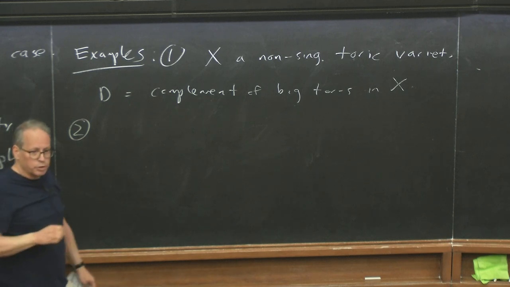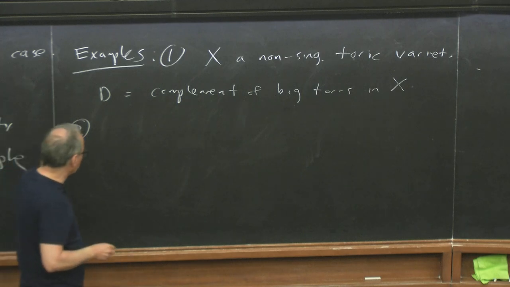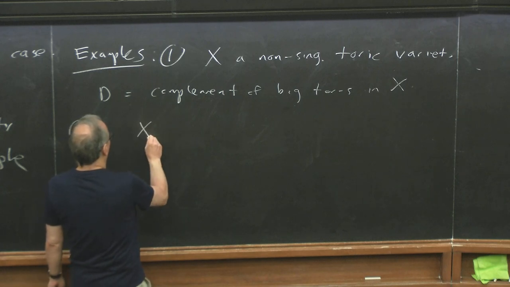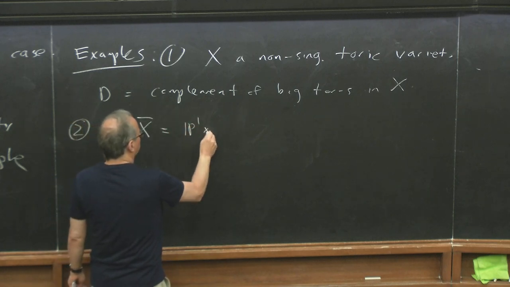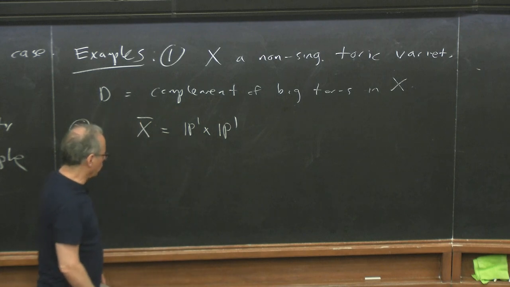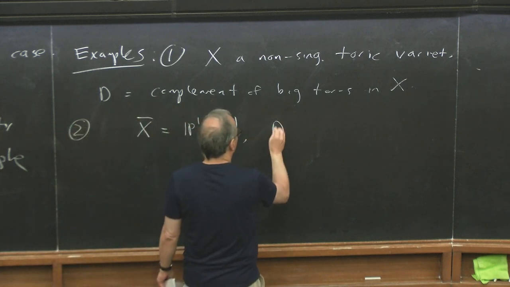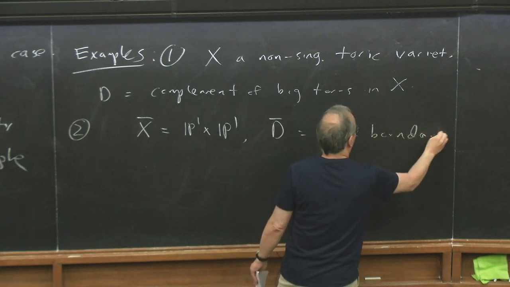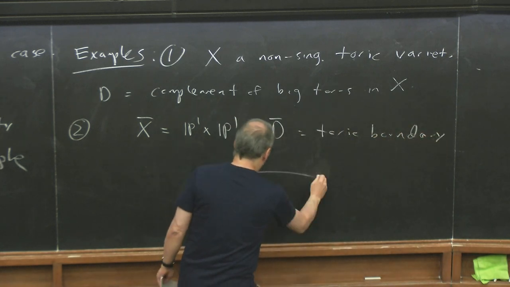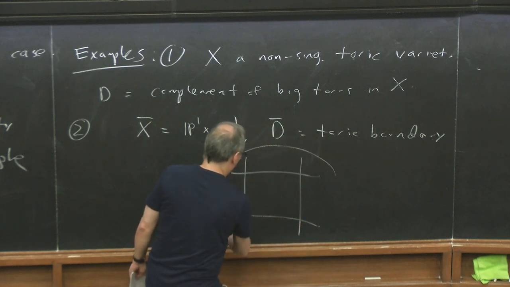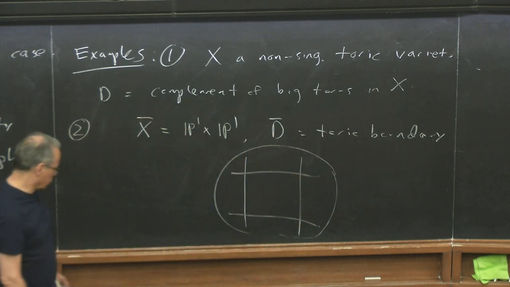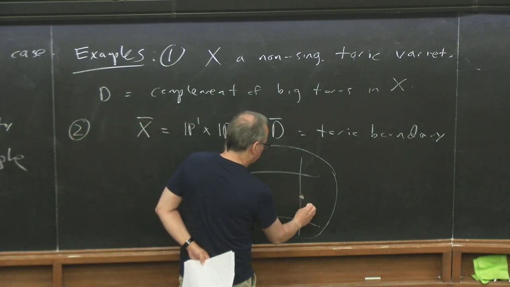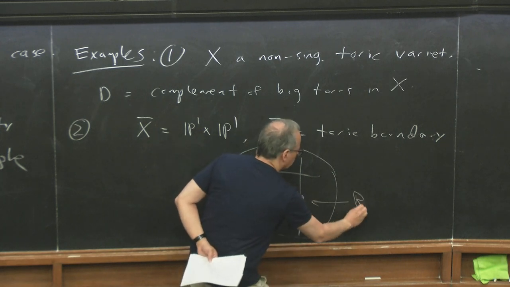Here's a second example, which is the simplest non-toric example you might look at. We're going to start with this case. Let's take X bar to be P1 cross P1 along with its toric boundary. So I'll draw that like this. Here's the toric boundary. It's P1 cross P1, and the toric boundary is a cycle of four P1s. And I'm going to take a point here and blow it up.